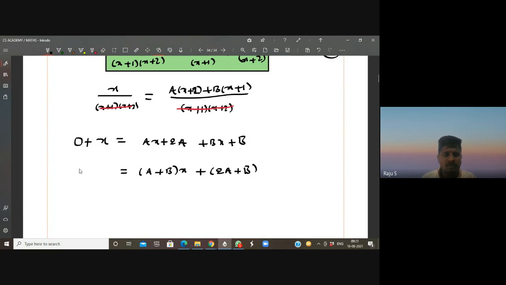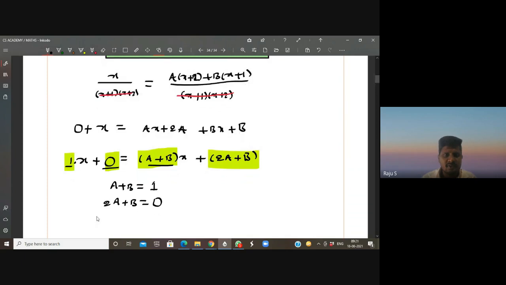So what is the left side? x. There is no constant, so I'm taking it as 0. Now compare the x coefficients on both sides. The x coefficient on the left is 1 and the constant is 0. Comparing both sides, A plus B is equal to 1, the x coefficient. And another equation: the constant on the right side is 2A plus B, and on the left there is no constant, so it is 0.